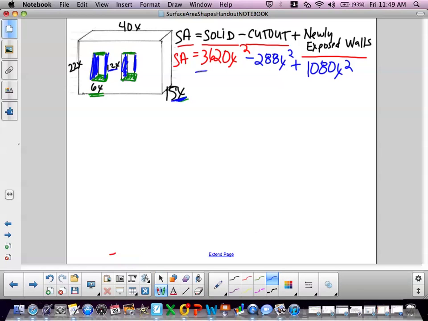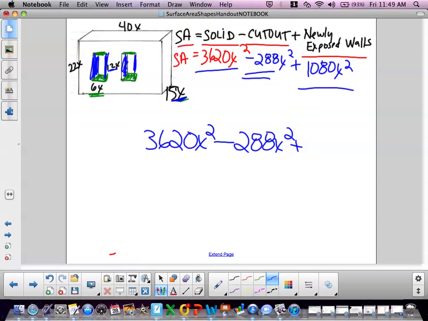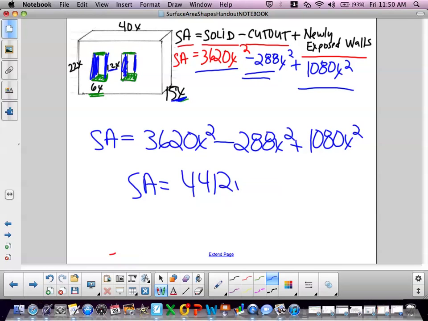So my solid box, take away what I cut out, add back in what was just exposed. This represents the total surface area of the rectangular prism, and the final number is 4,412x squared units.